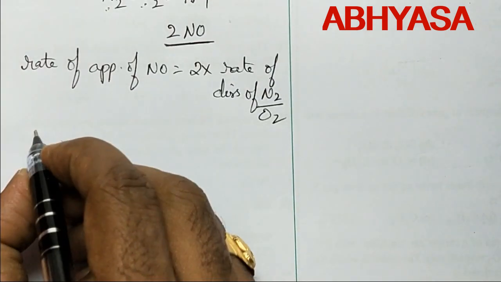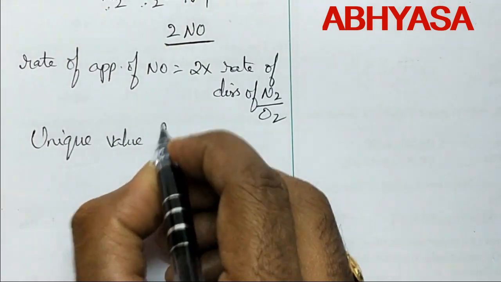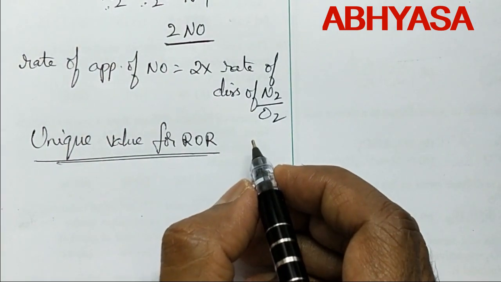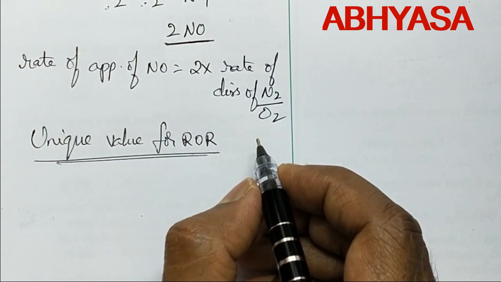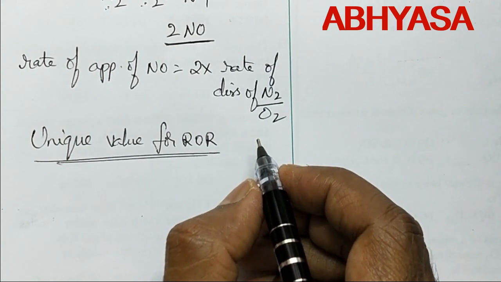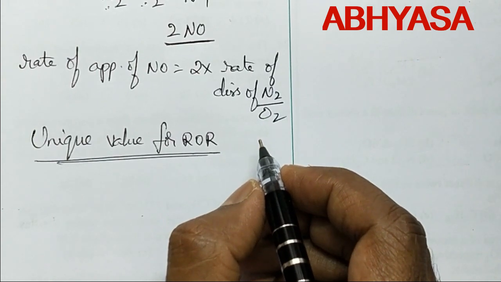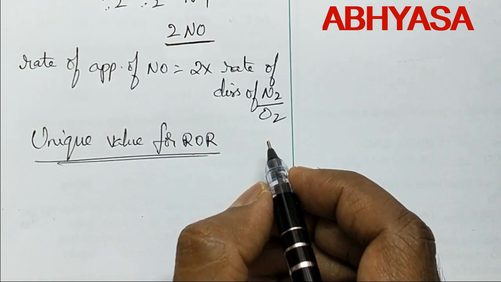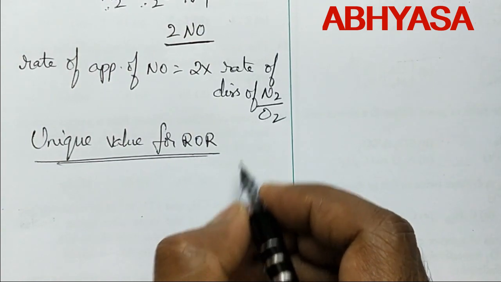But in order to get a unique value for the rate of reaction, whenever I say the word rate of reaction, it should be for the entire reaction as a whole. It should not be for a particular reactant or a particular product. So to get a unique value for the reaction rate, we divide the rate defined with any reactant or product by the stoichiometric coefficient of that reactant or product.